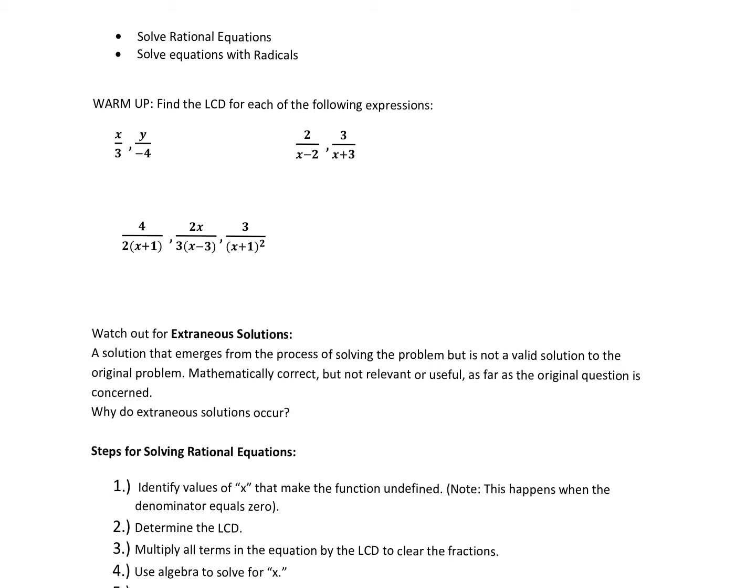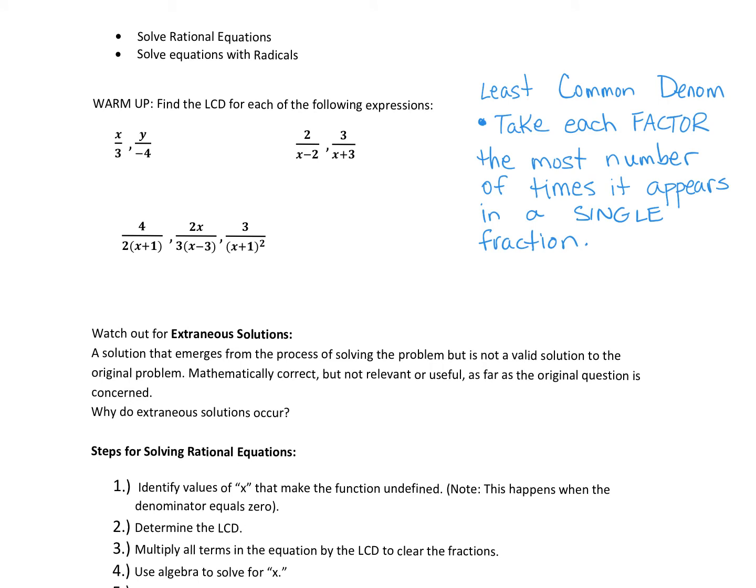expressions. Remember that when you're finding a least common denominator, we want to take each factor that's part of a multiplication the most number of times it appears in a single fraction. So for this first example, we have two factors, 3 and -4, and so our least common denominator here is 3 and -4, or -12.